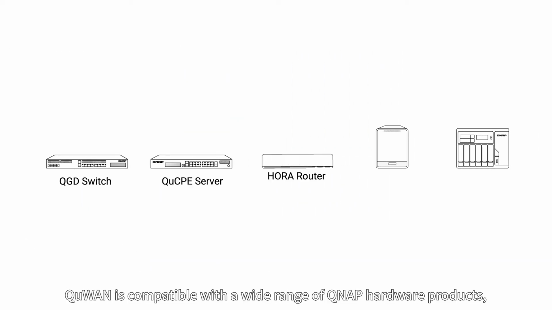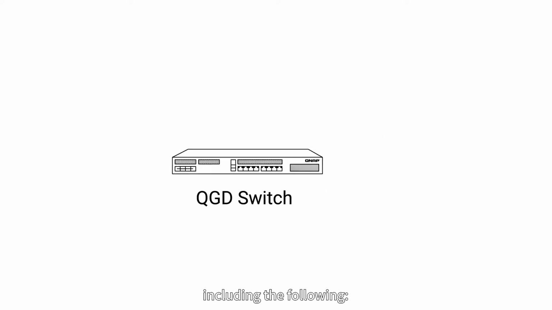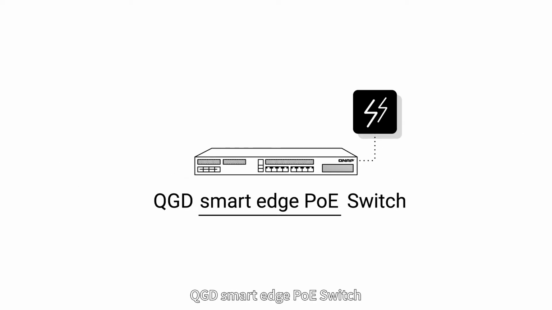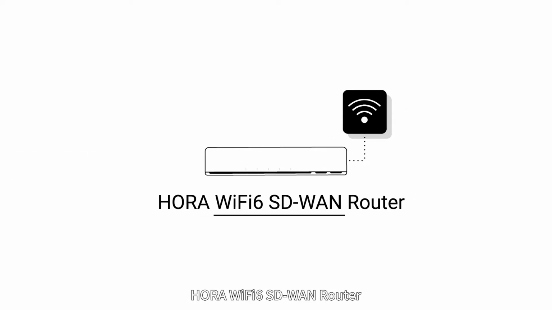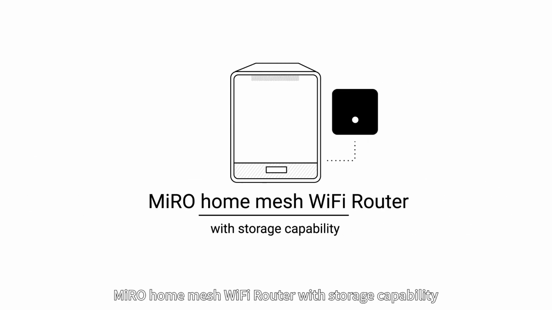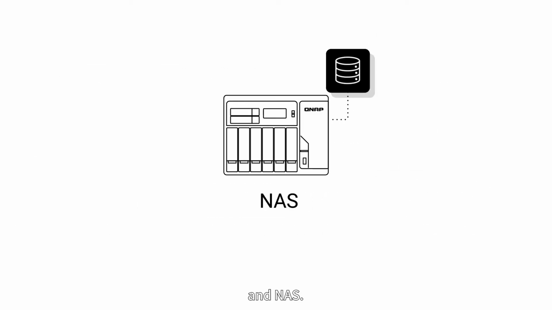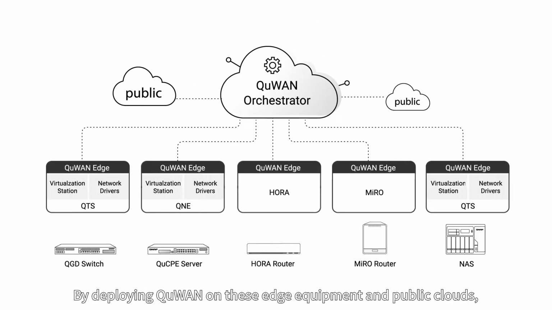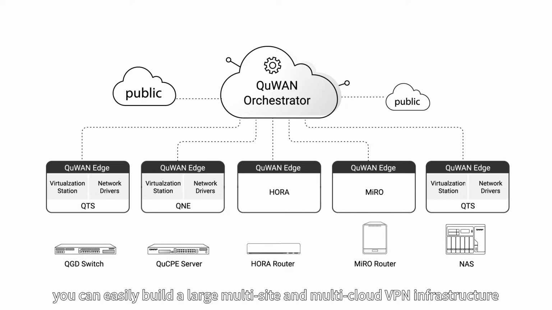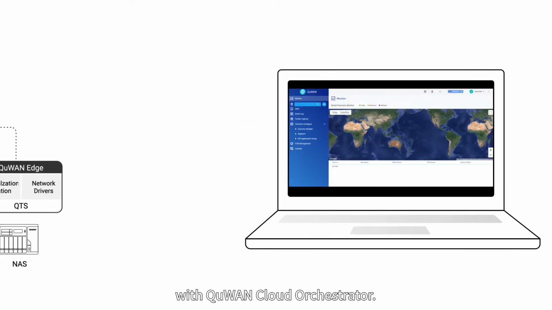QWAN is compatible with a wide range of QNAP hardware products, including the following: QGD Smart Edge PoE Switch, QCPE On-Premise Edge Server, Hora Wi-Fi 6 SD-WAN Router, Miro Home Mesh Wi-Fi Router with storage capability, and NAS. By deploying QWAN on these edge equipment and public clouds, you can easily build a large multi-site and multi-cloud VPN infrastructure with QWAN Cloud Orchestrator.